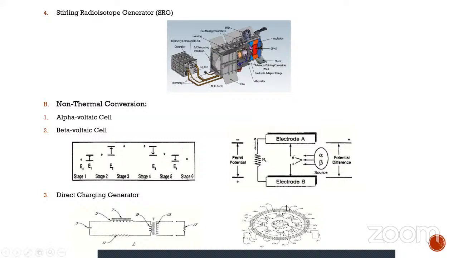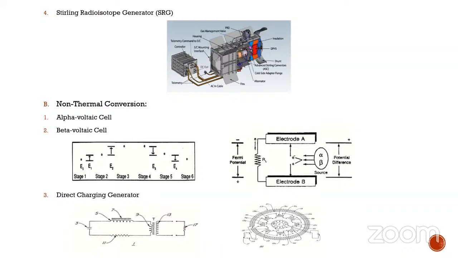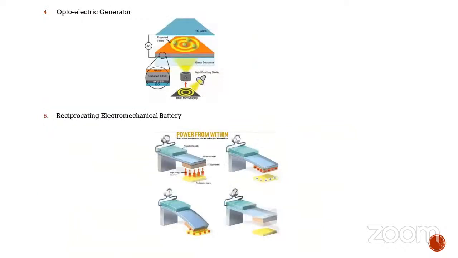So all the capacitors are available. Whenever we bombard, or the radioactive decay is happening, the electrons or the particles just charge the capacitors, and in turn it will deliver the power desired.